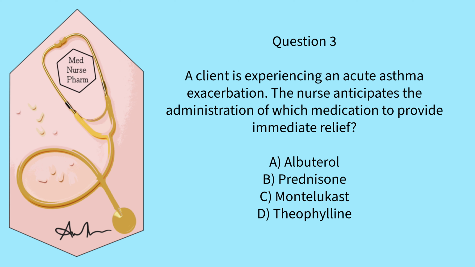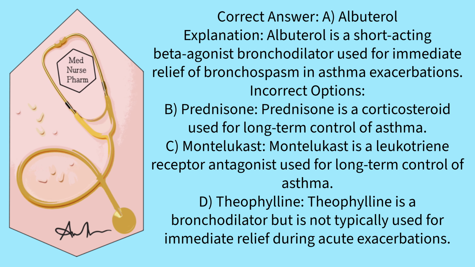Question 3. A client is experiencing an acute asthma exacerbation. The nurse anticipates the administration of which medication to provide immediate relief? Albuterol, prednisone, montelukast, theophylline. Pause the video and select your answer. If you chose option A, you were correct, albuterol. Albuterol is a short-acting beta agonist bronchodilator used for immediate relief of bronchospasm in asthma exacerbations.